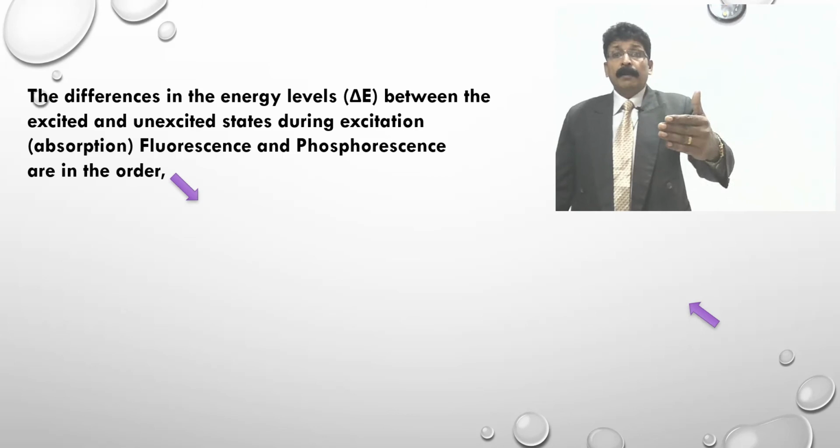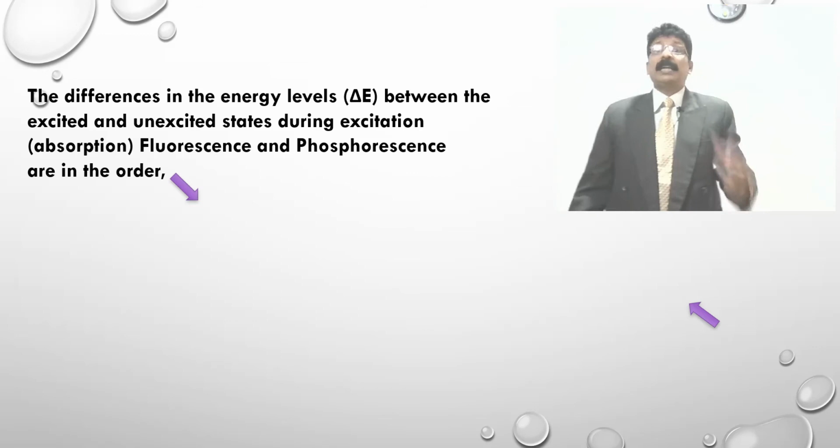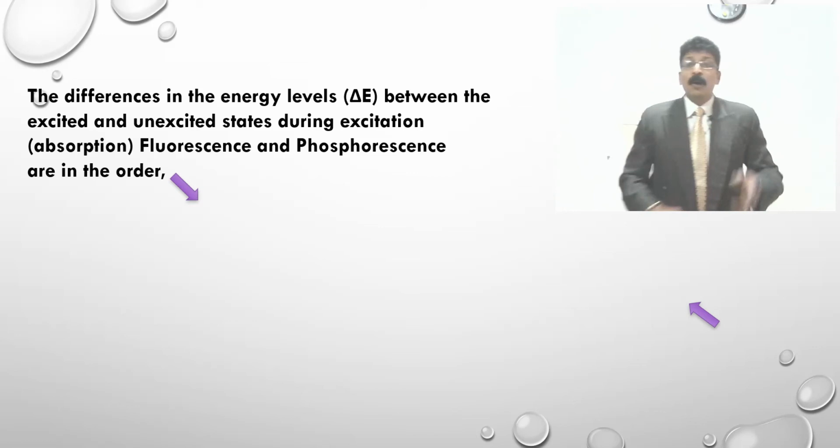So there is a change in the energy level, that is delta E, between the excited and unexcited state during excitation, absorption of the light. When light falls on an organic molecule, you get absorption. And some molecules have a tendency to give fluorescence and phosphorescence. So absorption, fluorescence, phosphorescence, what is the energy level difference? That is what we should know.